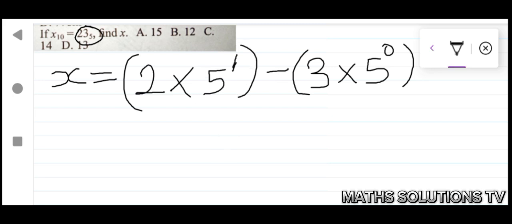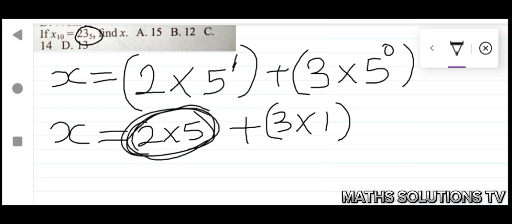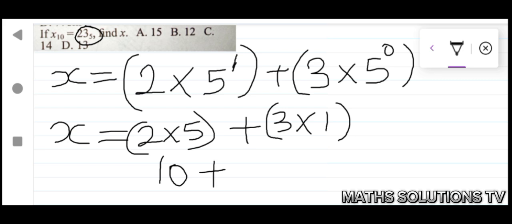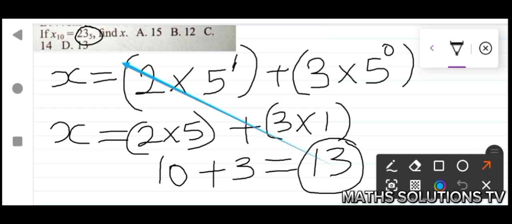So we have 2 times 5, which is still equal to x, then plus 3 times. Any number raised to power 0 is always 1. Keep that in mind. Any number raised to power 0 is 1, and any number raised to power 1 is that same number. So we have 2 times 5, and you agree with me that is 10, right? The next value is 3 times 1, which is 3. So the total of this is going to be 13. And of course, you will agree with me that this answer is option D.